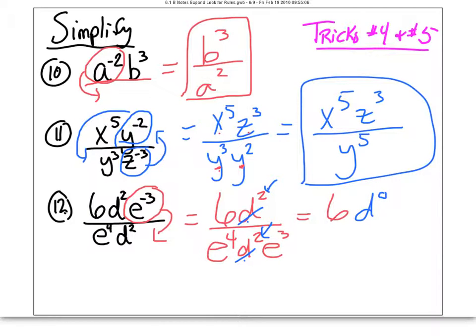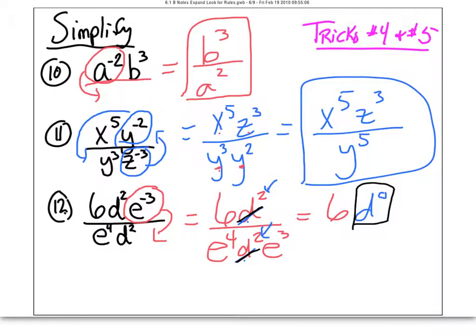Okay. But remember, the other method you may have done is just cross the d squareds out. If you cross them out, they're gone and they're not there. So that's the normal trick, but this trick 5 says you do 2 minus 2, which is using the subtraction. So d to the 0 power actually equals 1. Any exponent or base to the 0 power becomes the number 1. So we'll come back and clean that up in a second.